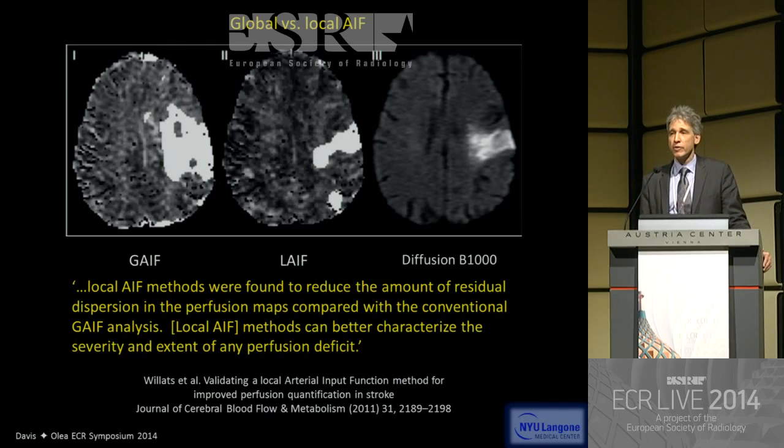Does this make a difference? Absolutely. These are two different methods of determining the size of an infarct. The first is global, and we see this large area of left MCA infarction. The second is the local AIF, and we see this small area of infarction. And here is the diffusion. And you can see how the global AIF, which has a long delay, grossly overestimates the size of the infarct.